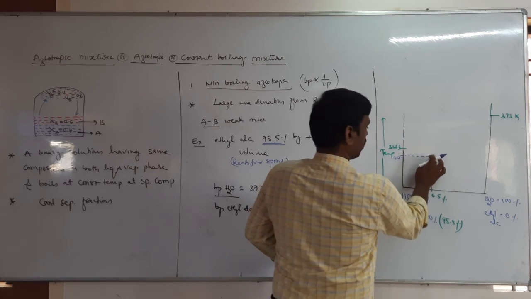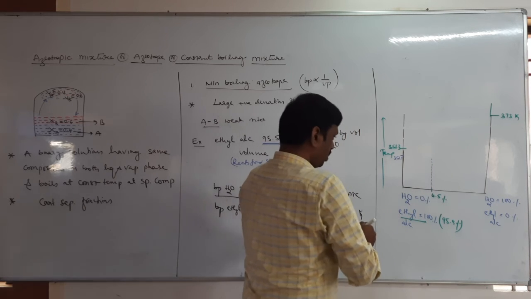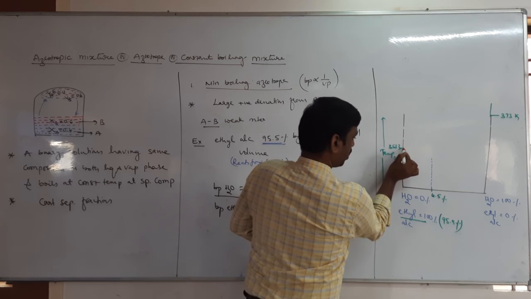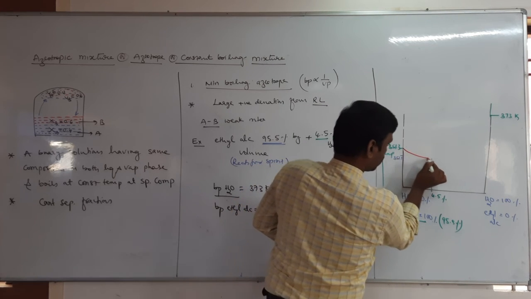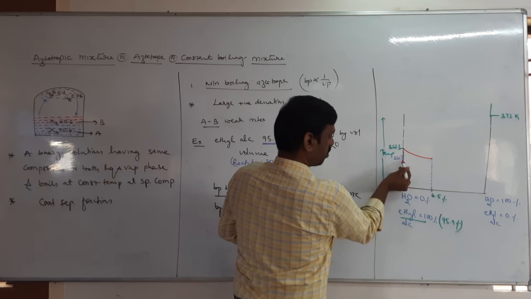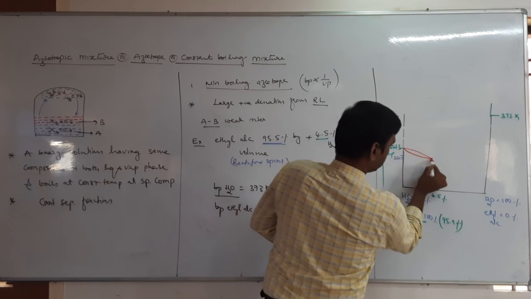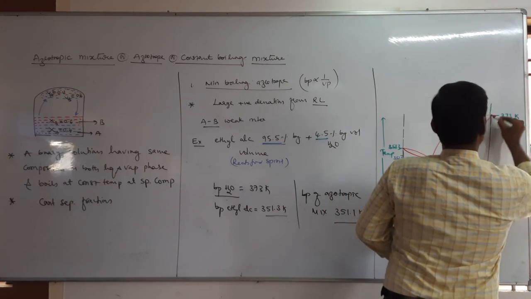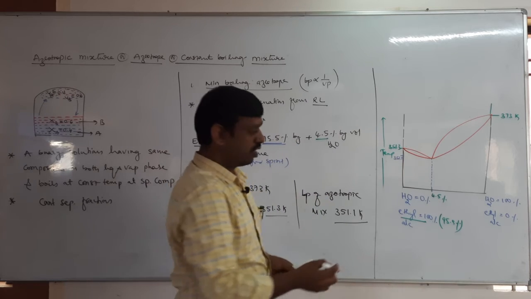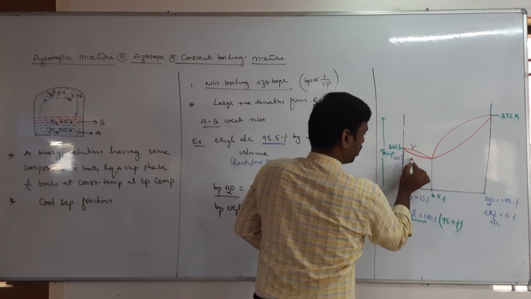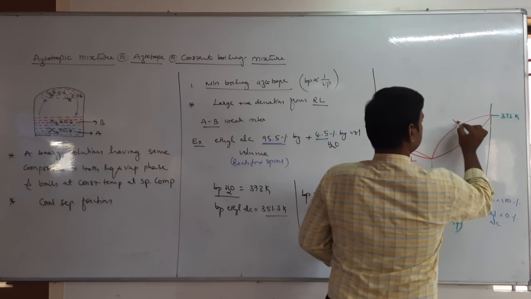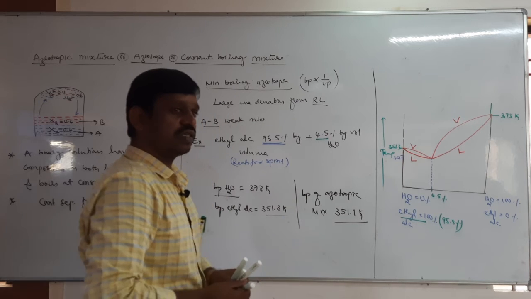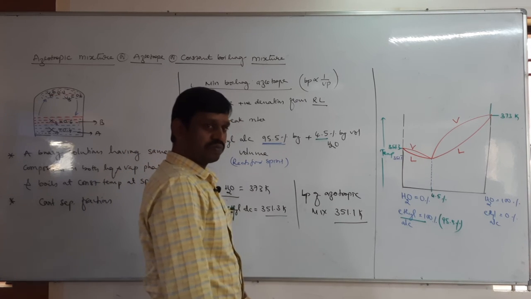Now what happened here? The graph will be like this. It is 351.3 and gradually decreases to 351.1, and then it goes like this. This is the vapor phase, and this is the liquid phase. So this graph represents a minimum boiling azeotrope.